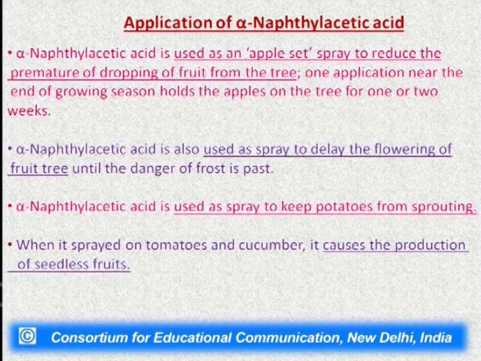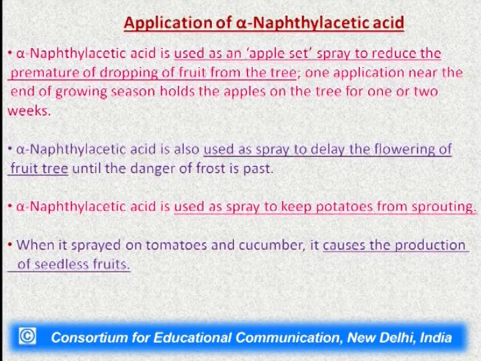Alpha naphthyl acetic acid is also used as a spray to delay the flowering of fruit trees until the danger of frost is past. It is also used as a spray to keep potatoes from sprouting. And when this alpha naphthyl acetic acid is sprayed on tomato and cucumber, it causes the production of seedless fruits.